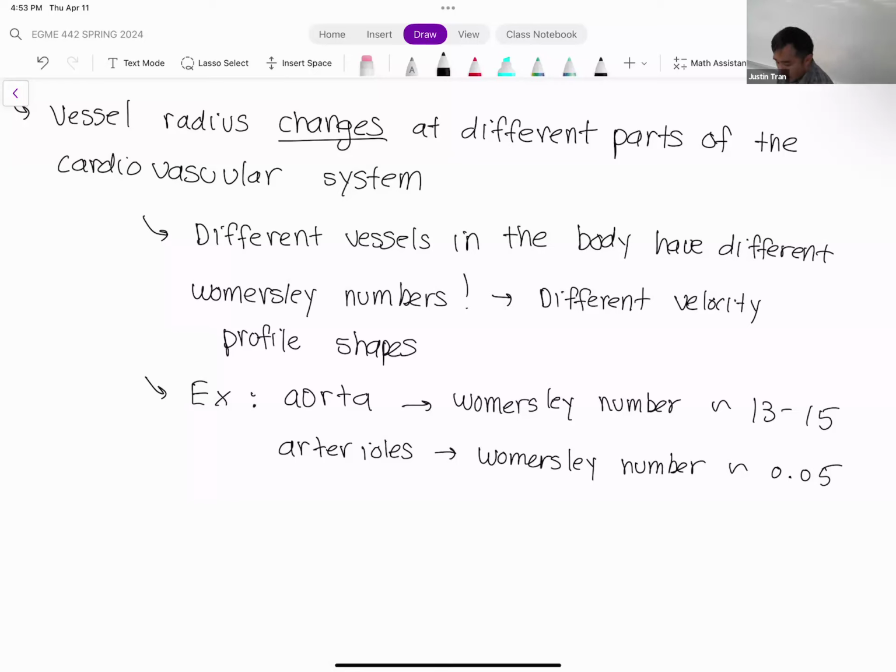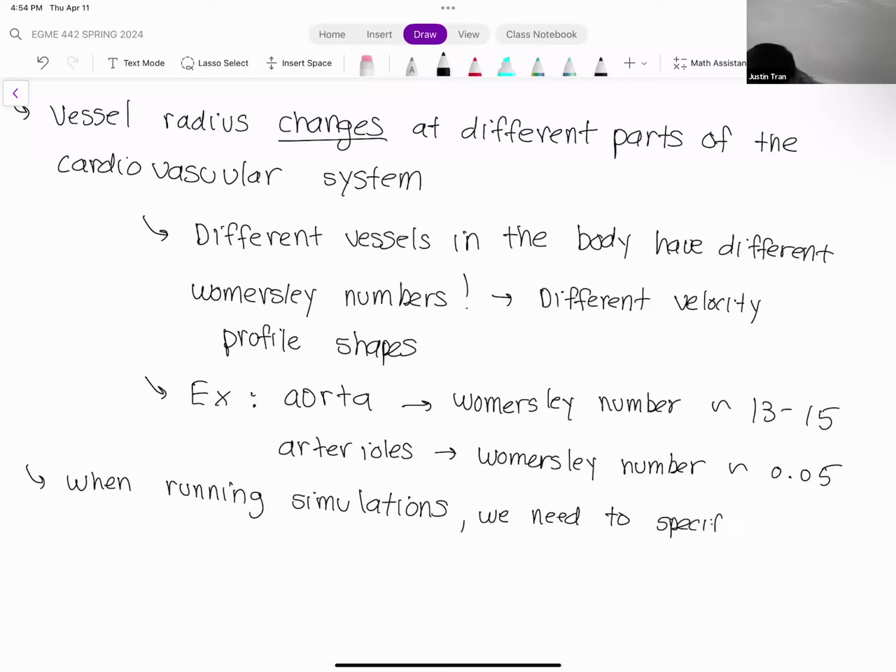Okay. Good. So what does this mean for your projects? I've mentioned this many times before, but next week we're going to start to get into CFD. When you're running your simulations, one really important aspect that you have to specify are the boundary conditions. Any simulation requires boundary conditions, whether it be a fluid simulation, a solid mechanics simulation, or a thermal simulation. One of the boundary conditions that you'll specify on your inlet face is a velocity boundary condition.